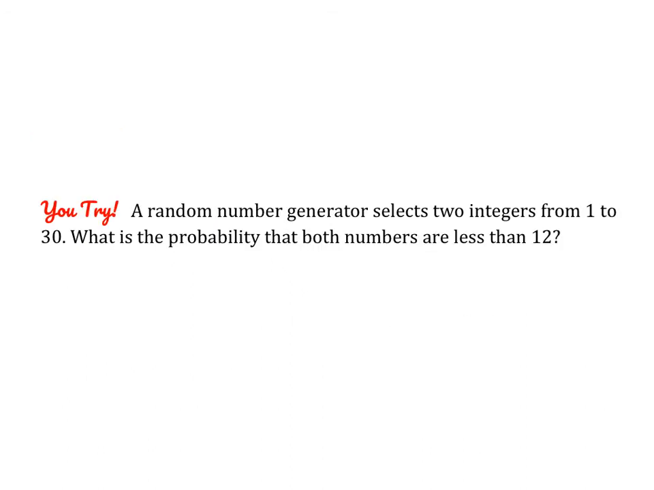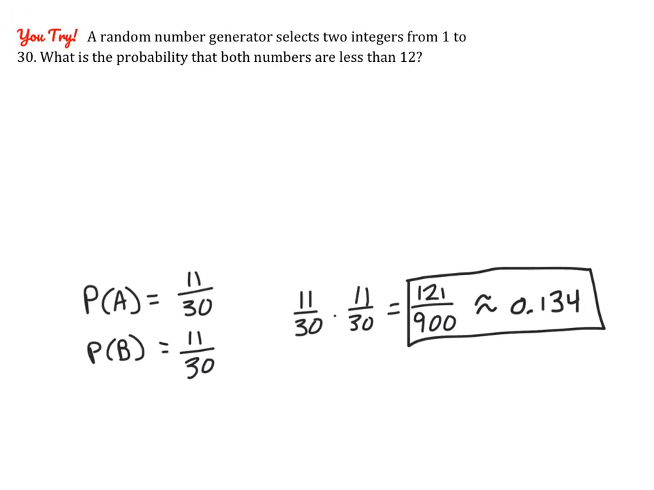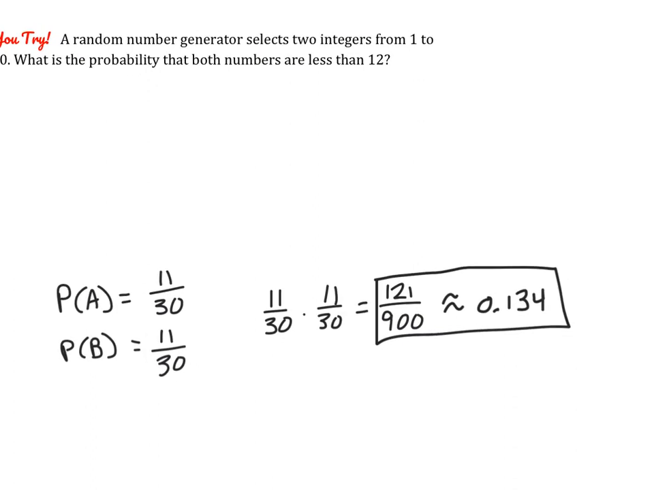All right, so go ahead and pause the video and give this one a try. Notice in this one it said numbers less than 12, so 12 is not included, meaning there's only 11 favorable outcomes out of 30, but it's 11 over 30 times 11 over 30. Find the two individual probabilities and multiply them together because it has the word both, implying the first and the second.